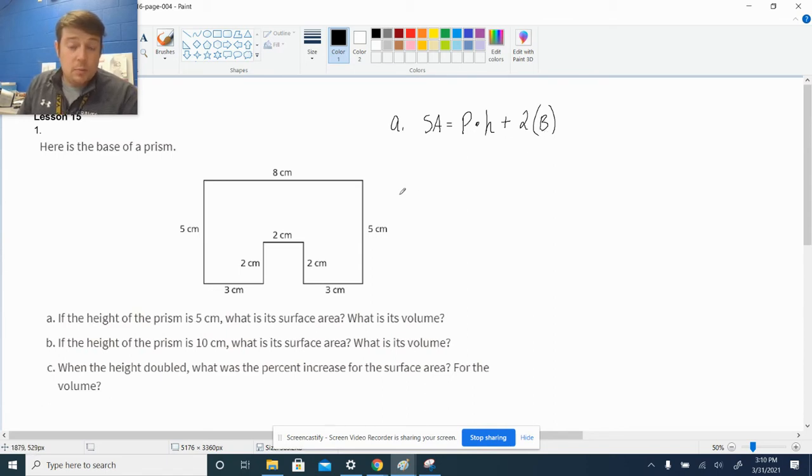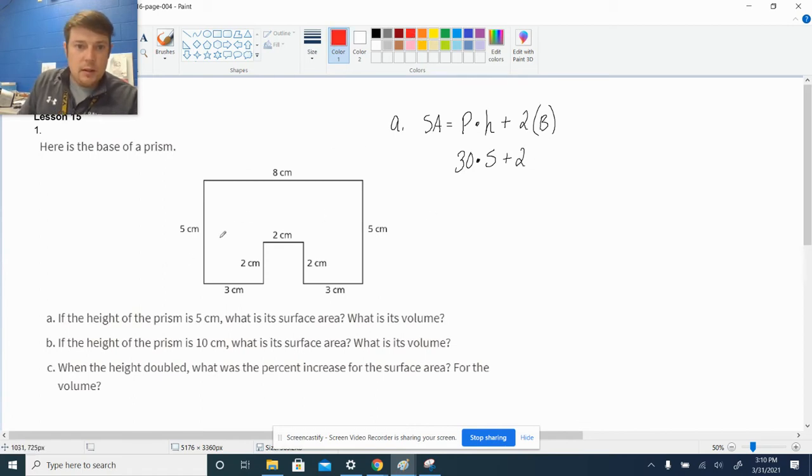Let's jump into it with the perimeter. So I'm adding here 8 plus 5 and 5. That's going to give me 18, 20, 22, 24, 27, 30. So we get a perimeter of 30 multiplied by the height, which they tell me is 5 from the information that's given, plus 2 times the area of this.